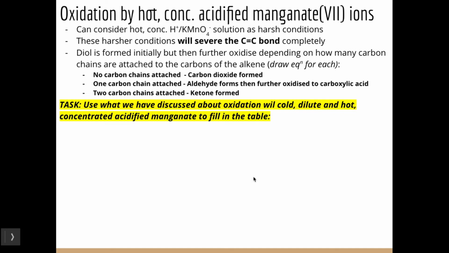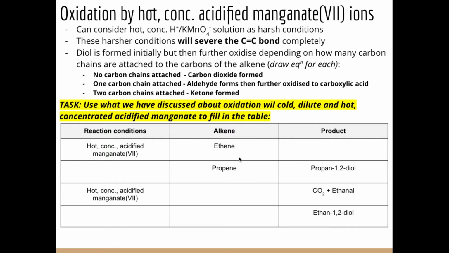Here's a task. Use what we have discussed about oxidation with cold dilute and hot concentrated to fill in this table. So, fill in the blanks. Consider what the reaction conditions are. Remember, hot concentrated severing the bond, cold dilute forming the diol. Consider what the product is here, and then consider what the alkene will need to be there. Give that a go, pause, draw the table, fill it in, and we will check when you are done.